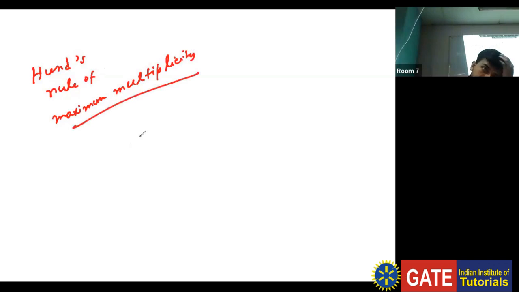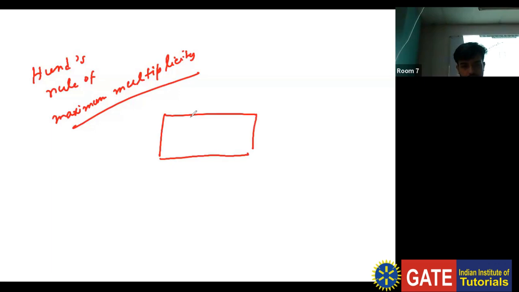What is Hund's rule of maximum multiplicity? It says that, I'm giving an example. Suppose a p3 configuration, or whatever. I'm just considering a p subshell with 3 electrons. Okay, now just listen to me, then you can draw. No problem. If you understand, there is nothing.